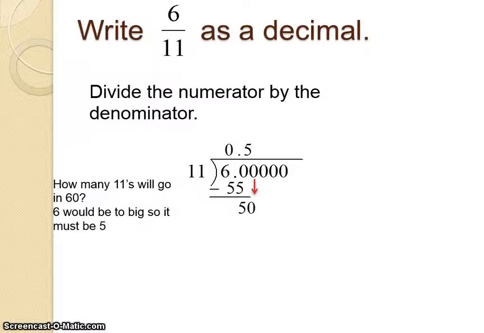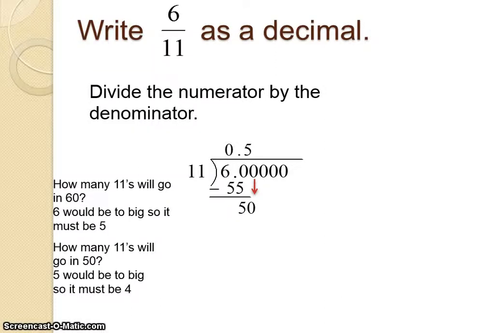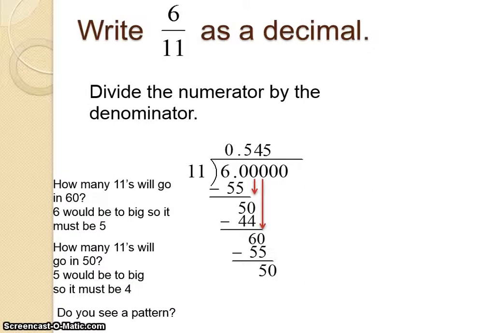Bring down a 0. 11 will go into 50. How many times? Well, 5 is too big, so we'll go 4. 44, we'll subtract, we get 60. Hey, if we keep going, wouldn't we start repeating here? Didn't we start with 60? Okay, so that is going to keep repeating. So this is a repeater, and the part that repeats is the 5 and the 4. And so when we put our bar notation with it, we'd put the bar above the number that repeats.